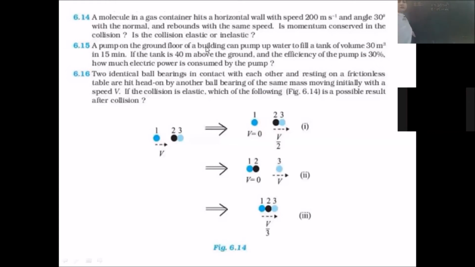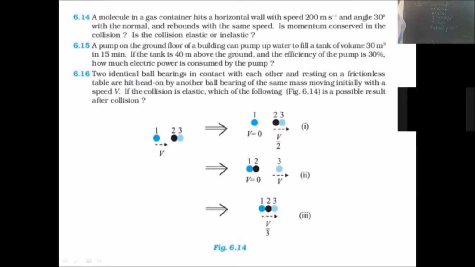Time is 15 minutes. Height is 40 meter above the ground. Take g as 9.8, or if we don't have so much time, we can take 10 meter per second square, but we need to mention the efficiency of the pump is 30%. Find input power or electrical power. Input power is electrical power in this case. So we have to find that.